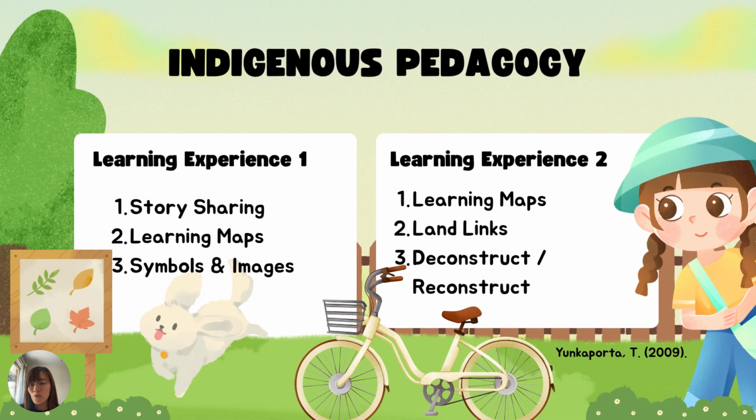Now, these two learning experiences are informed by the 8 ways of Aboriginal learning pedagogy. It strongly aligns with cognitive development as it supports inquiry, memory, pattern recognition, and adaptive thinking through culturally responsive practice. The first experience reflects learning through story sharing, learning maps, symbols, and images. And the second experience reflects learning through learning maps, land links, deconstruct, and reconstruct. So, by inserting indigenous pedagogical approaches within both learning experiences, children's cognitive development is supported in a holistic, culturally responsive, and strength-based way.